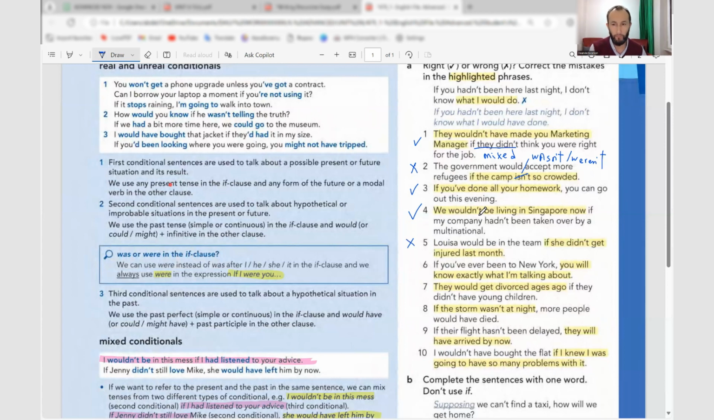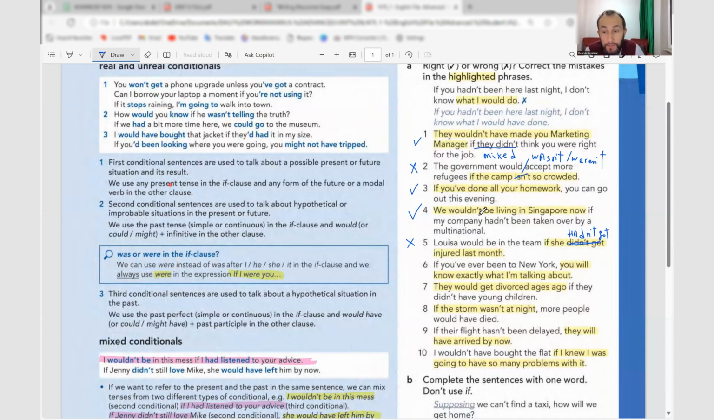If she hadn't gotten injured? If she hadn't got, that's correct. Past perfect. Because in reality, she got injured. So now if I want to talk about the opposite of it, she hadn't got. Excellent. Great.